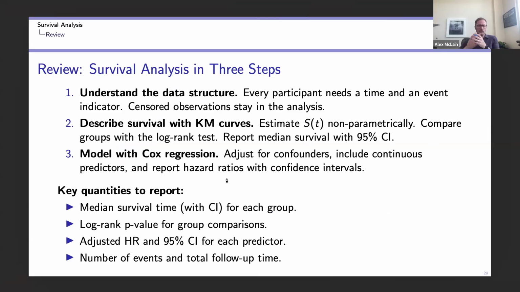Lastly, some of the key quantities. As I said, median survival with confidence interval for each group. The log rank test, if you are looking at groups. Hazard ratios, both unadjusted and adjusted, with confidence intervals. It's very important to report not only the sample size, but the number of events. That's a key quantity. If you don't have enough events, it's very hard to estimate survival, and hard to estimate median survival. What drives the power of a survival analysis is not really the number of people in the study, it is the number of events that you have in the study.